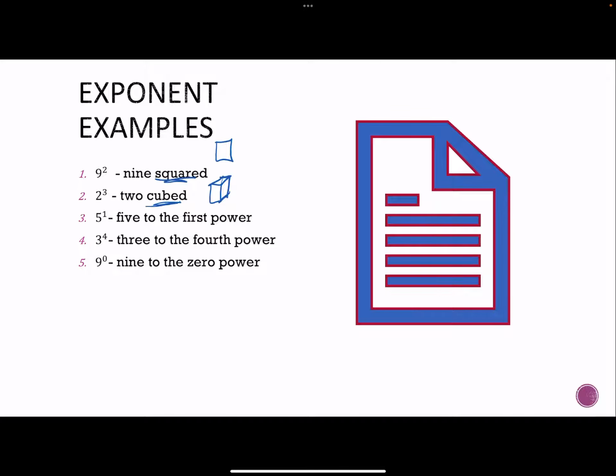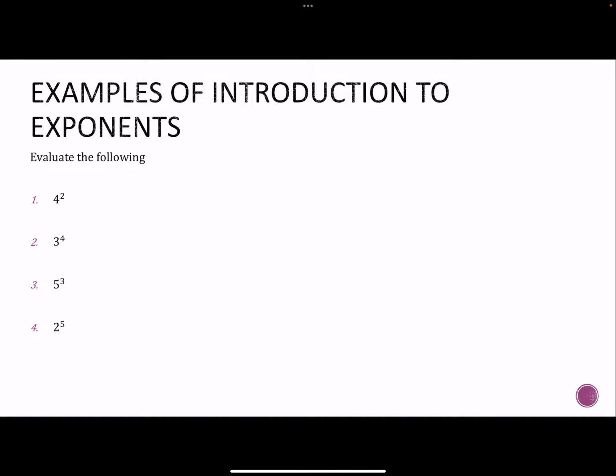And we want to practice evaluating some of these exponents. So let's look at this next example. So I want to evaluate the following. The first thing I'm going to tell you right off the bat is it's always good to know the first few perfect squares and then the first few perfect cubes, and then the rest you'll probably see so much that they'll become second nature.